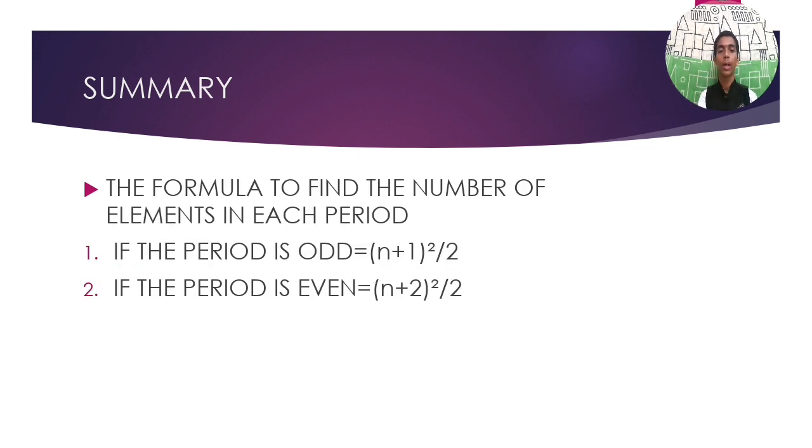We also came to know about the formula to find the number of elements in each period. If the period number is odd, it is (n plus 1) whole square by 2. If the period number is even, it is (n plus 2) whole square by 2, where n is the period number.